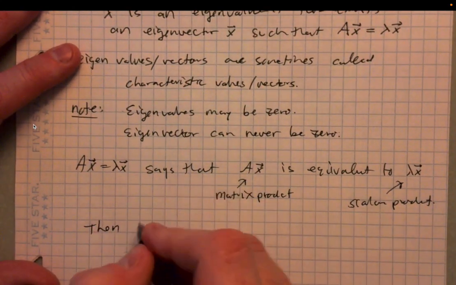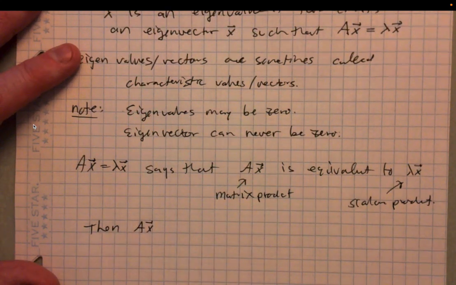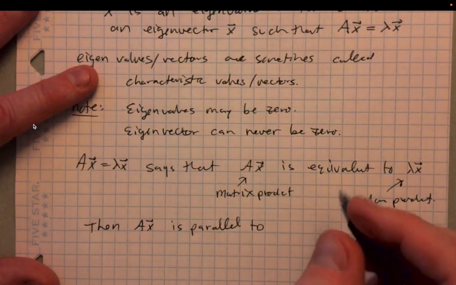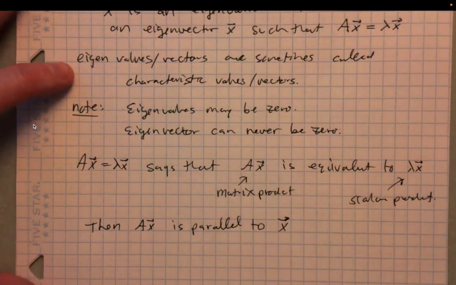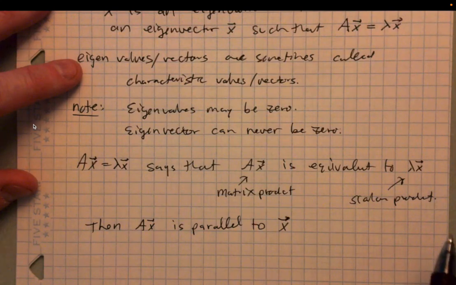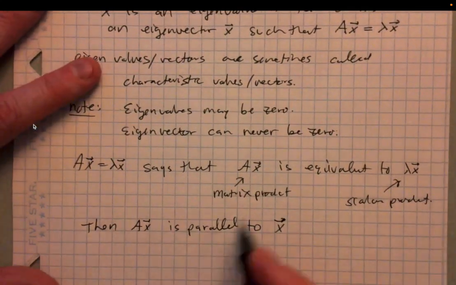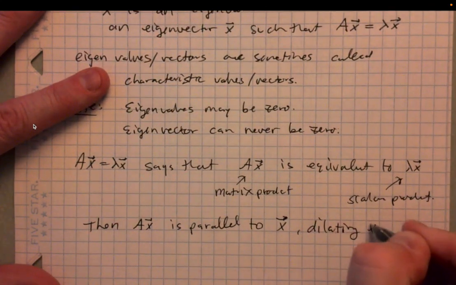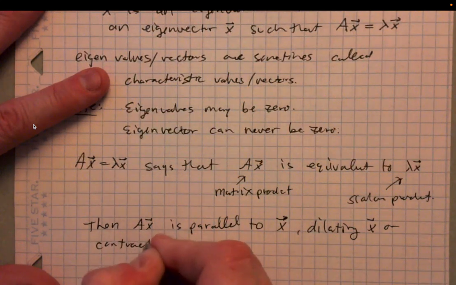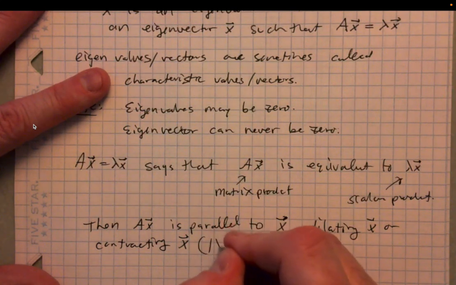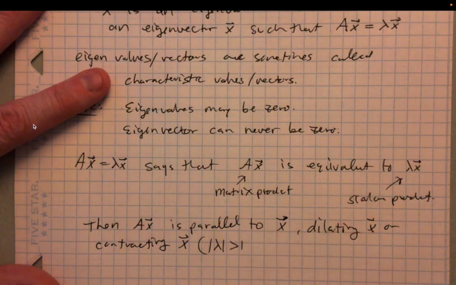What that implies is that Ax, which is a vector, is parallel to x. When we dilate x or contract it, dialing it up or down by lambda, they become equivalent. So Ax is parallel to x, and dilating or contracting x is all based on the value of lambda. If the absolute value of lambda is greater than 1, then we're going to be dilating.